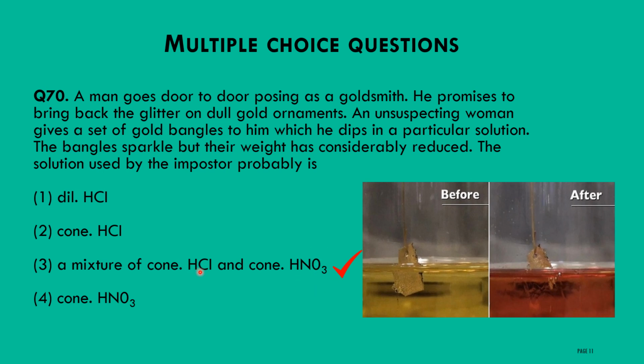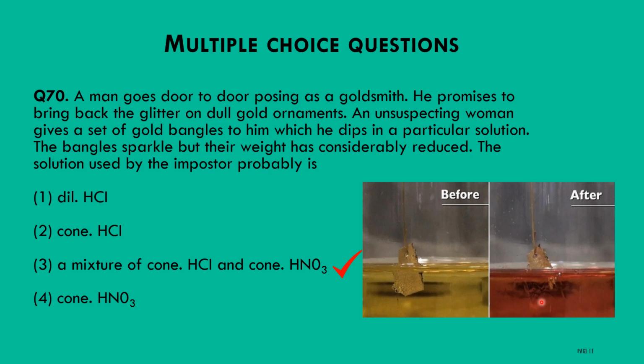Take 3 ml of hydrochloric acid in a small test tube. Then slowly add 1 ml of concentrated nitric acid. Then your aqua regia will be ready. When you dip gold ornaments in aqua regia, see the difference in the color before dipping and after dipping in the aqua regia solution. Before, it is yellow in color; after dissolving in aqua regia, it becomes reddish in color.